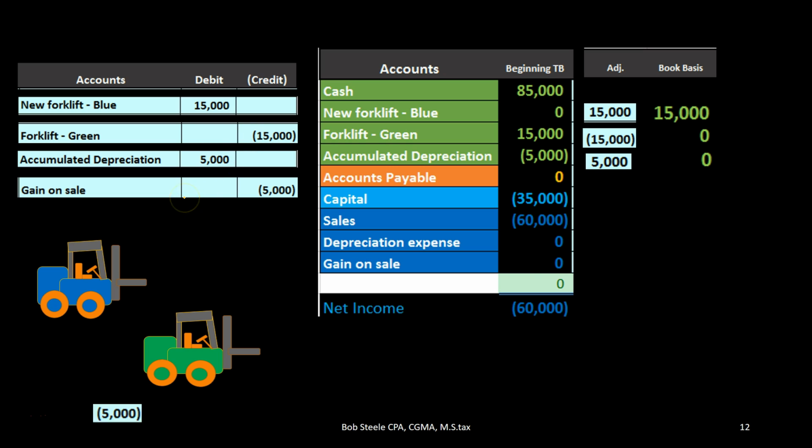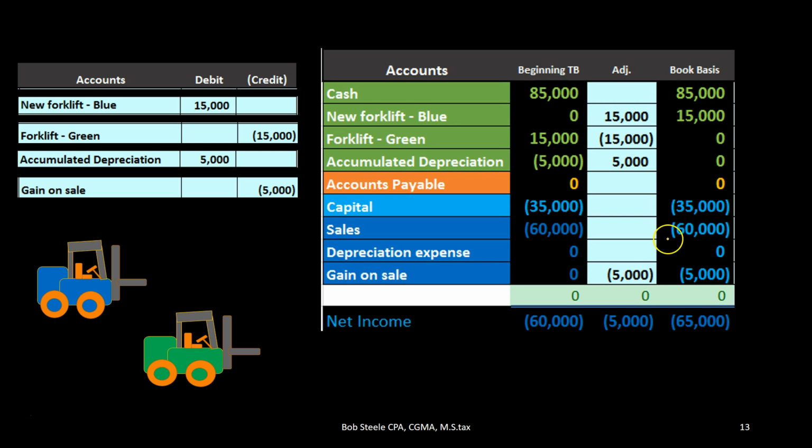That, of course, is the gain. That would be over here. So if we pull over the other accounts, what's happening now is we took the old one off the books and we put the new one on the books at the sticker price, 15, the fair market value, and we recognize this gain. So we had the 60,000 plus the 5 brings us to 65.